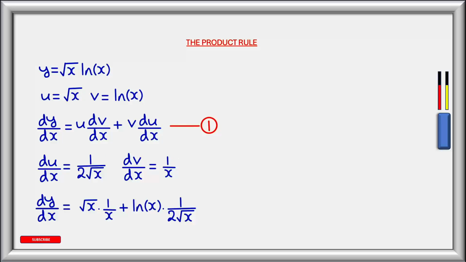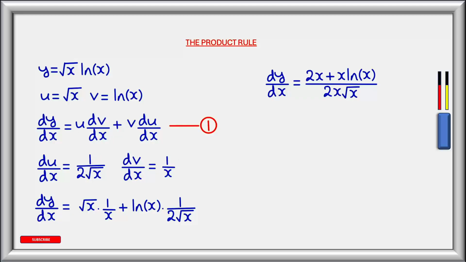And plugging these results into equation 1 gives us the derivative of y with respect to x is equal to u, which is the square root of x, multiplied by the derivative of v with respect to x, which is 1 over x, plus v, which is the natural log of x, multiplied by the derivative of u with respect to x, which is 1 divided by 2 multiplied by the square root of x.